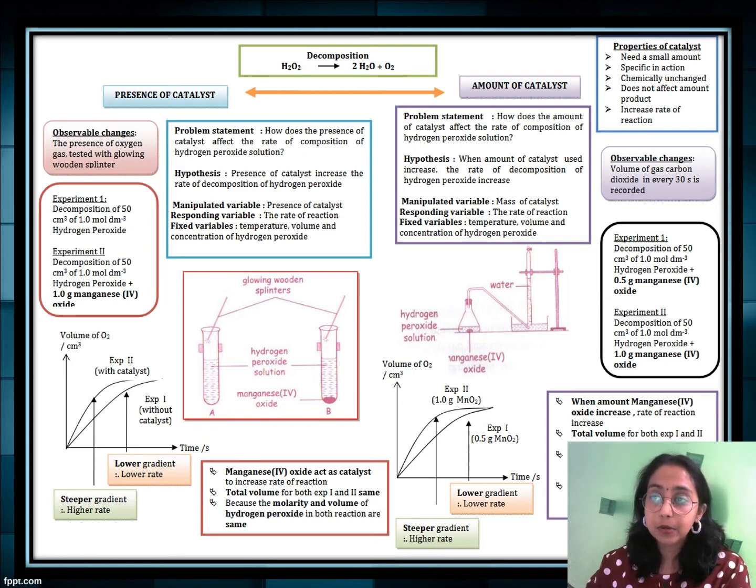And you also must know about the properties of catalyst. Catalyst is only used in a small amount. As I mentioned to you, it's a very specific action. And catalyst is actually not directly involved in the reaction, it only speeds up the reactions.